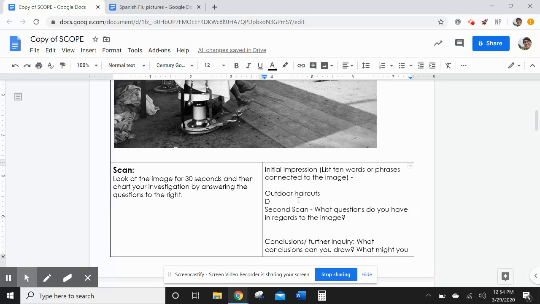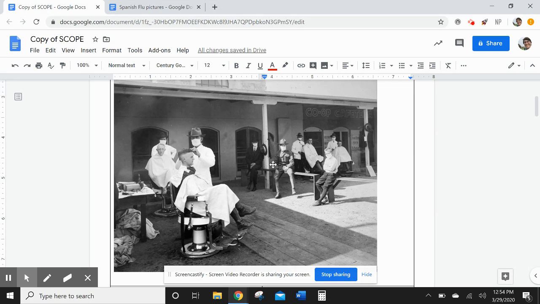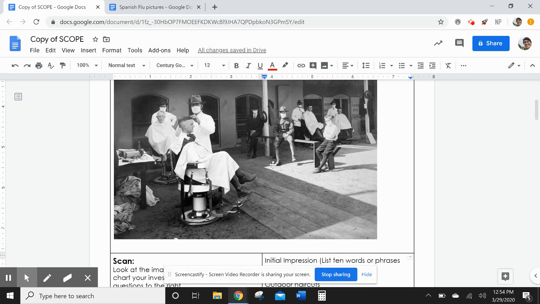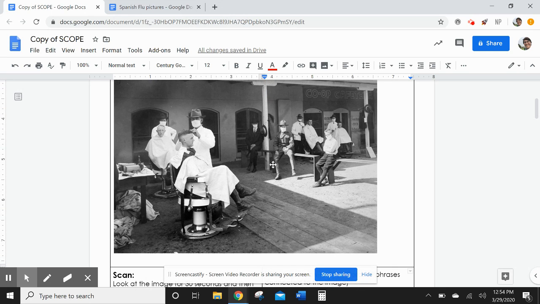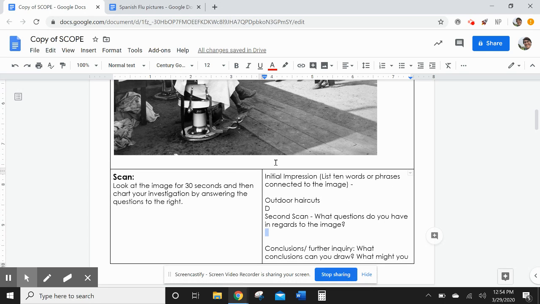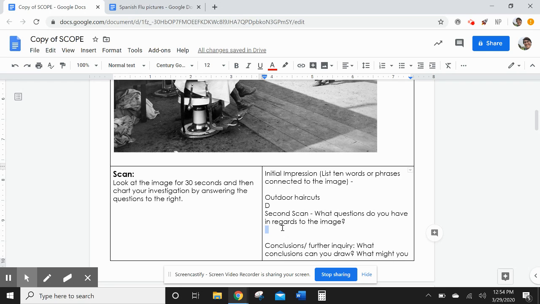Then you're going to scan the image again. So after your first 30-second scan, writing them in, go to the image again, and then think about what questions you have in regards to the image. So for instance, on this one, I might ask myself, why are they outdoors for their haircuts? Or why is it still open? Where are they? And so there's just a couple questions. I would recommend writing at least 3.